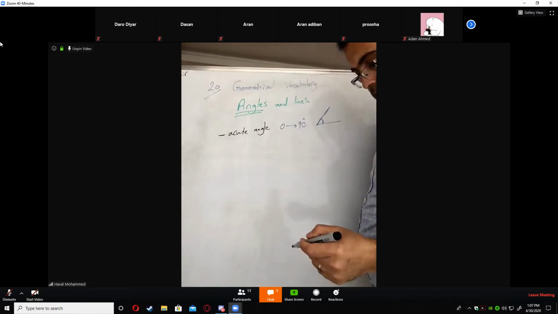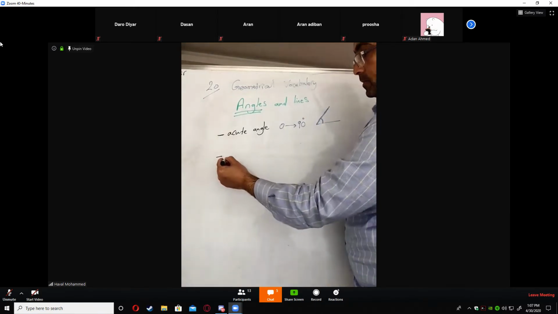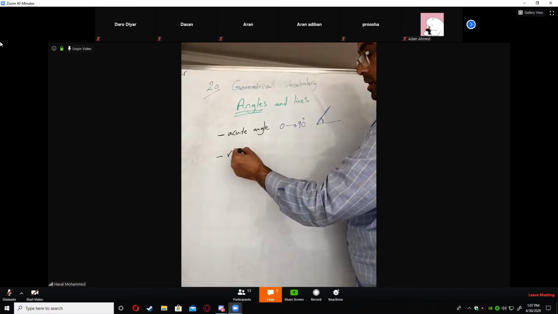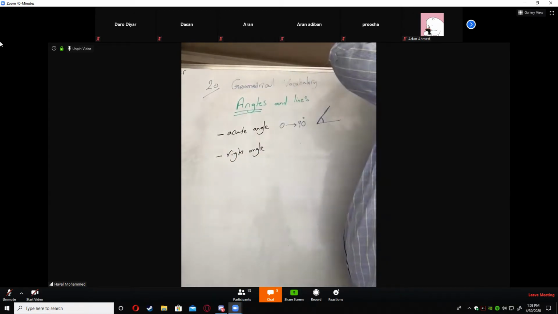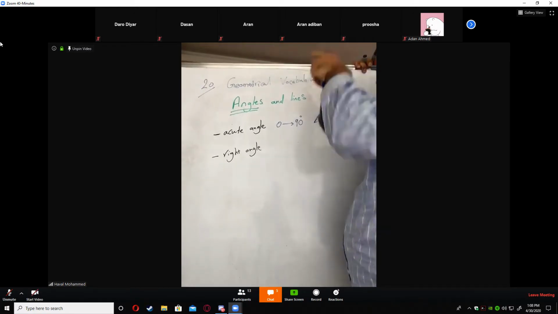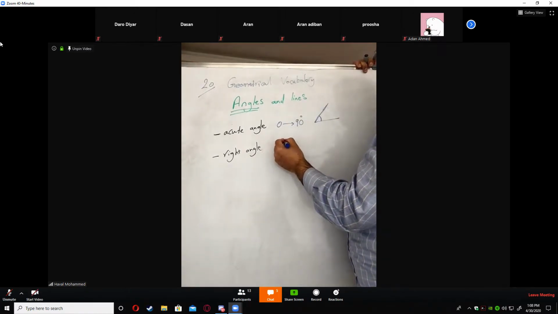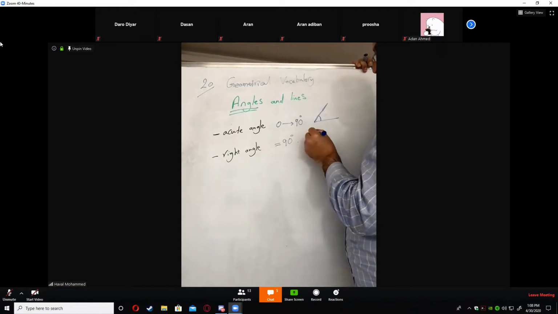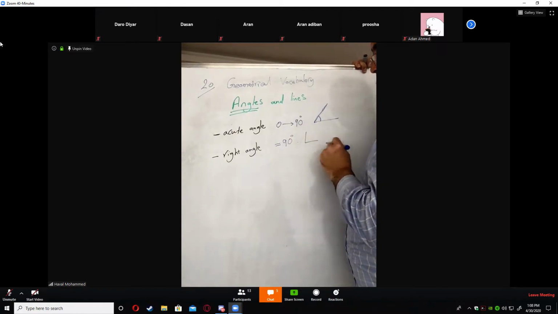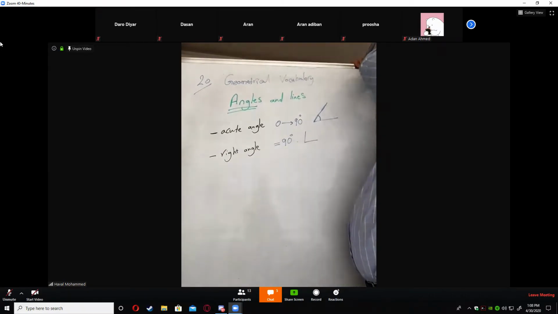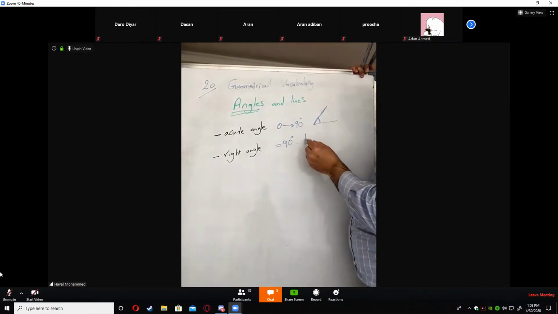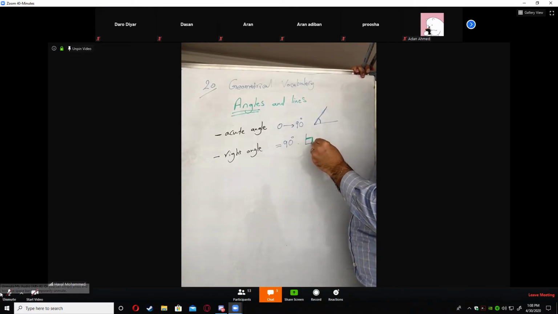The next one is a right angle. It is exactly 90 degrees. This time, this is equal to 90. And how can we know it's 90 degrees? On a diagram, it is usually shown using this symbol. That's the meaning of 90 degrees, okay?